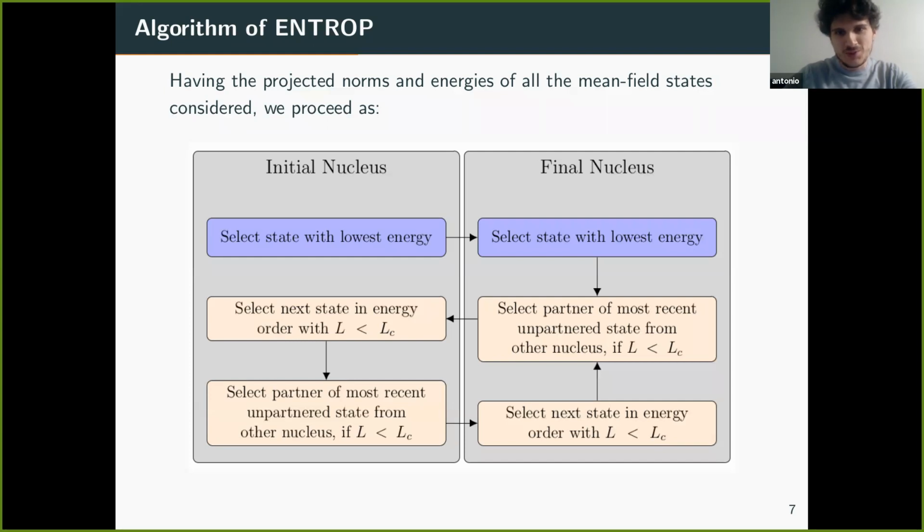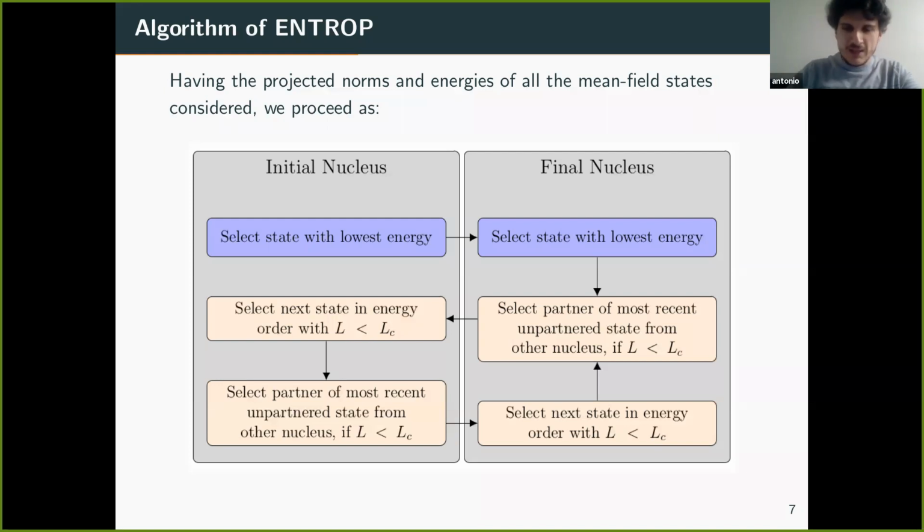I understand this is confusing. I still find it confusing, but basically, we have the initial and final nuclei. We go in energy order, then we take the partners, so the states with the same deformations in the initial and the final nuclei, and then we go energy order, partners, energy order, and we go like that until we run out of states.